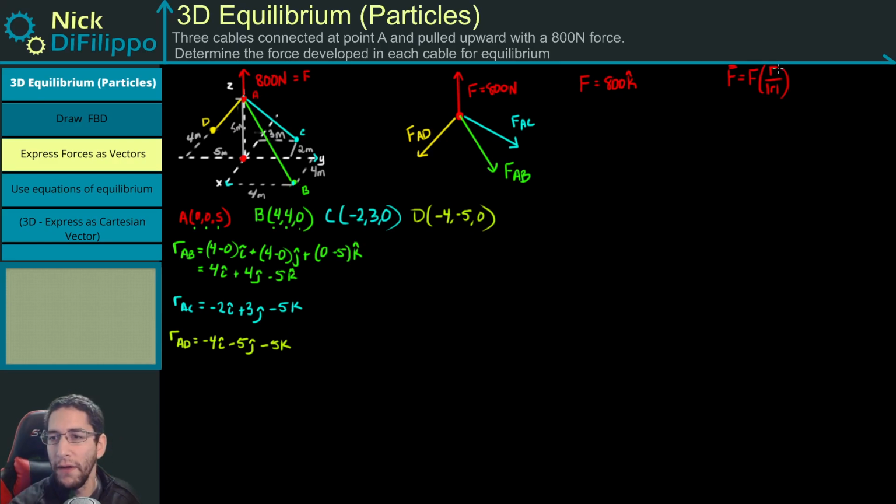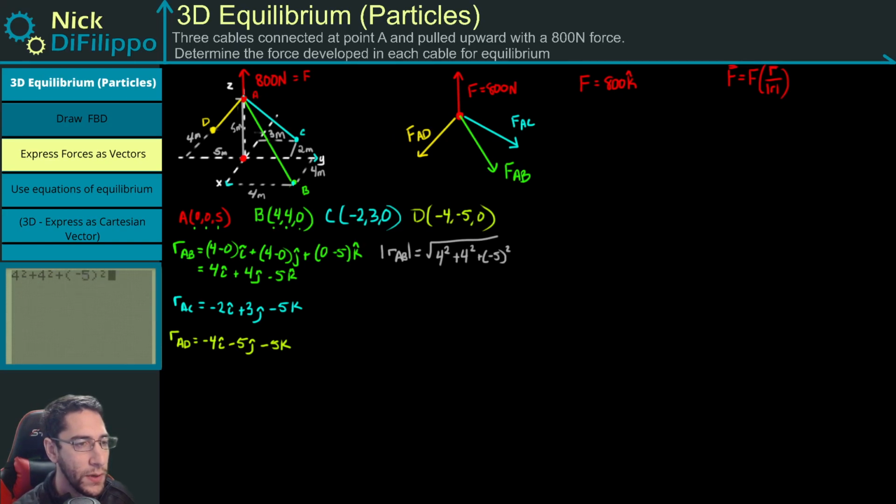Okay, so now I found all of the position vectors, and now I need to find the individual magnitudes. So for the magnitude of this position vector AB, it is going to be the square root of the sum of the squares of these terms. So I'm going to have 4 squared plus 4 squared plus minus 5 squared. I have to take the square root of that. Take the square root of 57, and I'm going to round it to 2 decimal places. So this is going to be equal to 7.55.